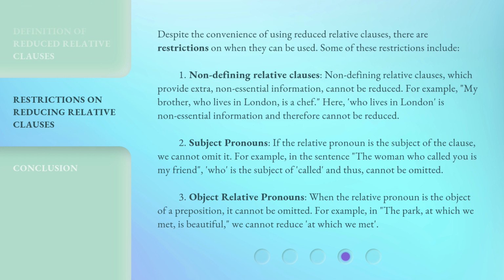2. Subject pronouns. If the relative pronoun is the subject of the clause, we cannot omit it. For example, in the sentence, "The woman who called you is my friend," who is the subject of called, and thus cannot be omitted. 3. Object relative pronouns. When the relative pronoun is the object of a preposition, it cannot be omitted. For example, in "the park at which we met is beautiful," we cannot reduce "at which we met."